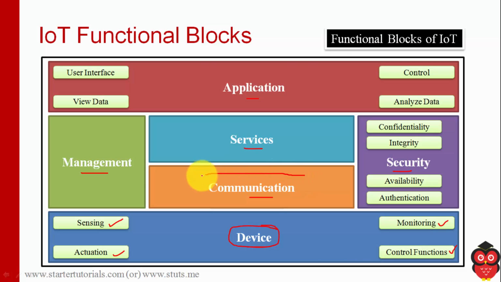And after that we have communication block, which is the main thing in IoT, Internet of Things. So without communication there is no use of IoT. Whatever data is gathered by the IoT devices, or in particular the sensors, the data should be sent to either cloud or some other server which is in the internet. So communication plays a significant role in the success of Internet of Things.